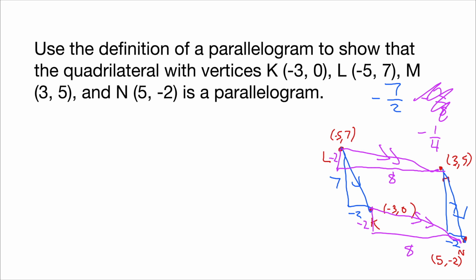Hooray! Also, if the 2 and 8 are the same, that's the change in x and y. If the -2 and the 7 are the same, that's the change in x and y. That means opposite sides are also going to end up being congruent if we did distance formula. But ultimately, that's not what really matters.